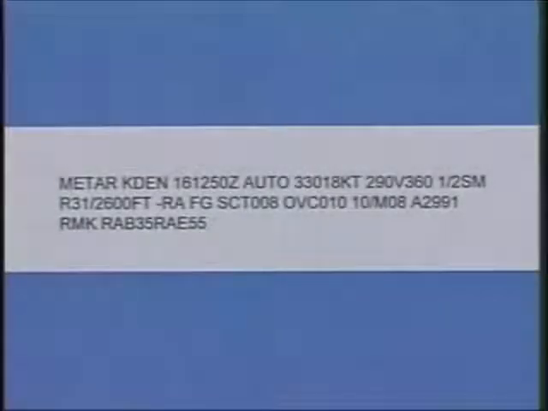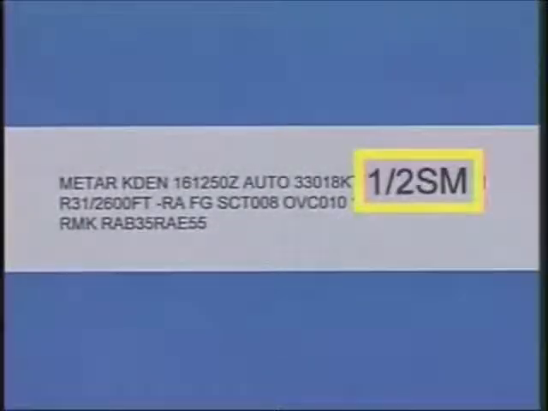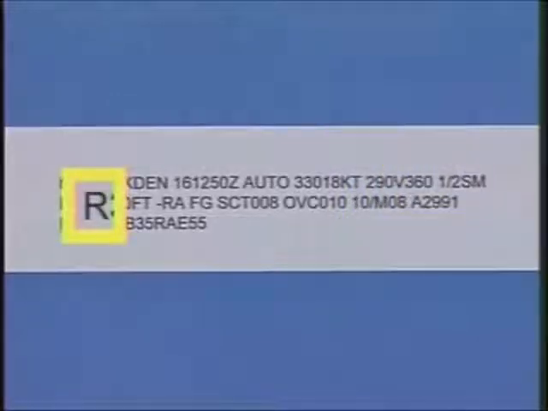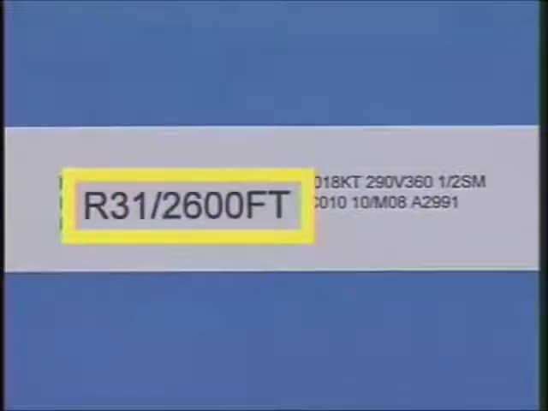The next element of the METAR report gives the visibility in statute miles. At Denver, the visibility is 1/2 statute mile. When runway visual range is reported, it is preceded by an R. The next two digits are the runway number, followed by the visual range measured in feet. Here, the RVR for runway 31 is 2,600 feet.